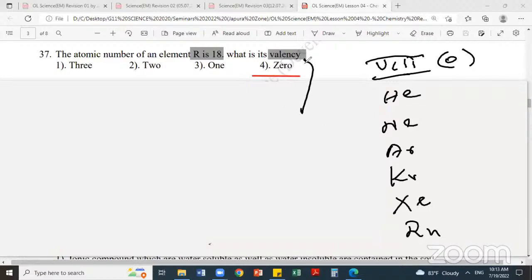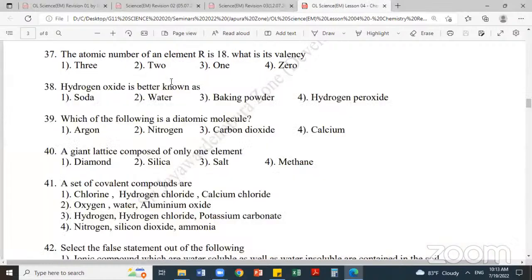Valency 0 means what? Combining power is 0. They don't easily combine with any other elements to form chemical bonds or compounds. That's the meaning. So the answer is fourth. Very good to those who replied on chat. Right. Question number 38.